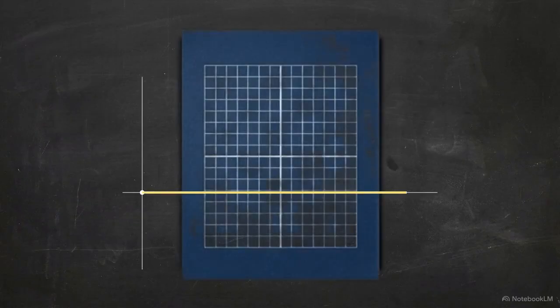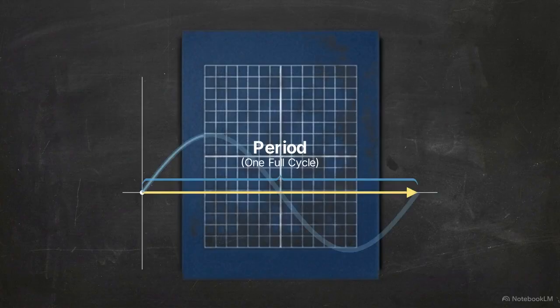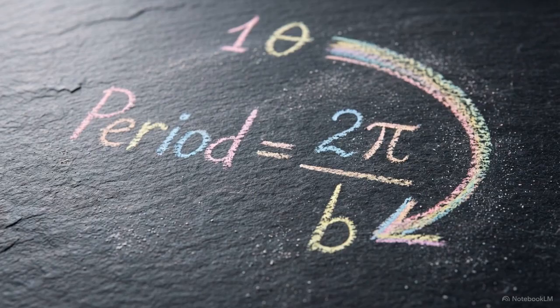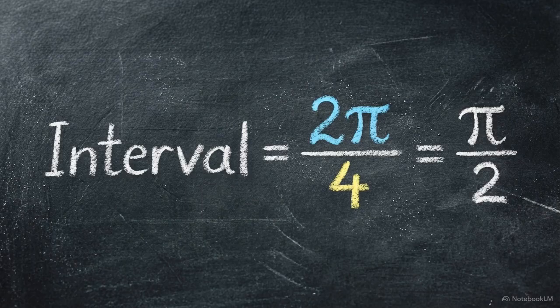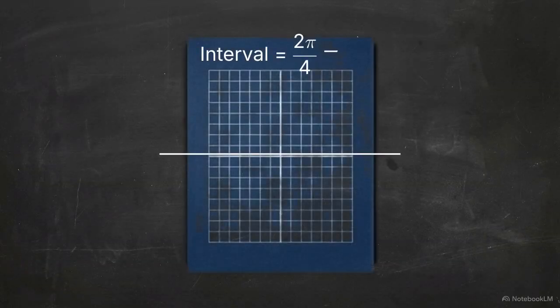Now we establish the horizontal layout by determining how much distance on the x-axis the wave needs to complete one full cycle. The period formula is 2 pi divided by b. With an implicit 1 next to theta in our equation, the period remains 2 pi. To find the precise distance between key points, calculate the interval by dividing the period by 4. 2 pi divided by 4 simplifies to pi over 2. We mark our x-axis at 0, pi over 2, pi, 3 pi over 2, and 2 pi.